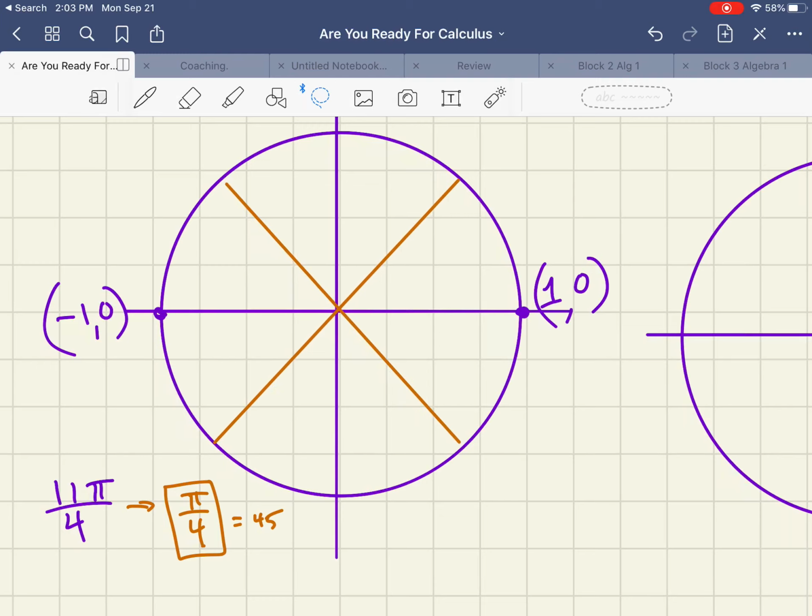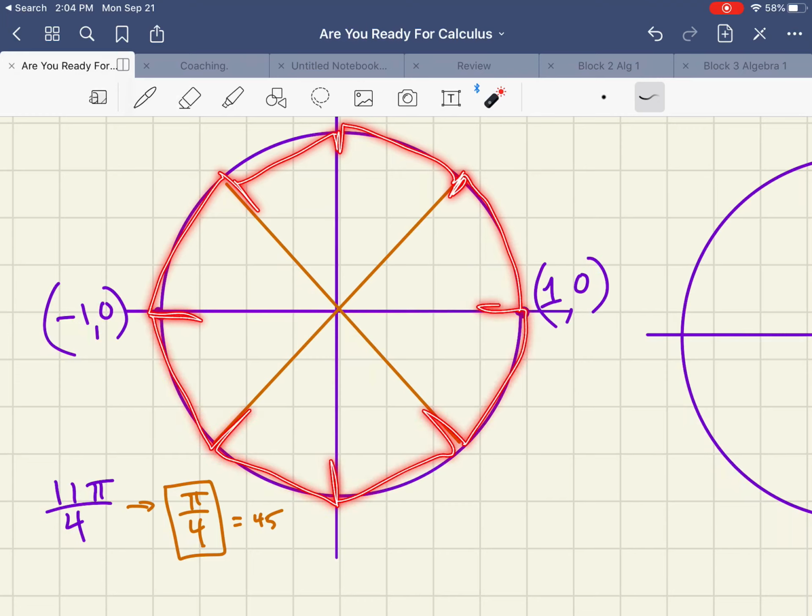And what we have is we're going to start here at (1, 0), and we're going to rotate in a counterclockwise direction, and we're going to stop every pi over 4. That's what these sections are for, and we're going to do that 11 times, and that's going to be our ending position. So starting at (1, 0), we have 1 pi over 4, 2 pi over 4, 3, 4, 5, 6, 7, 8. Okay, that's an important stopping point, right? Every 8 pi over 4 is 1 full revolution. And then 9, 10, 11. So my stopping point is here.